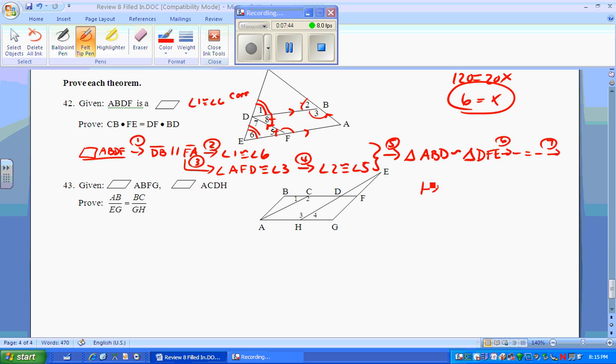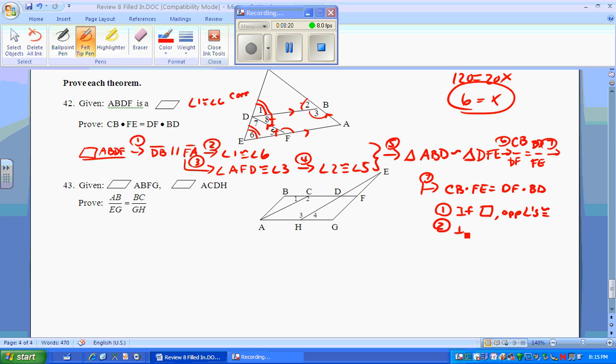Ran out of room, put up my wall, and I can say CB times FE is congruent to DF times BD. With doing that, CB will go here, FE goes down here, which means then DF and BD, and I'm done. My 7 reasons. Reason 1 is if parallelogram, opposite angles congruent.